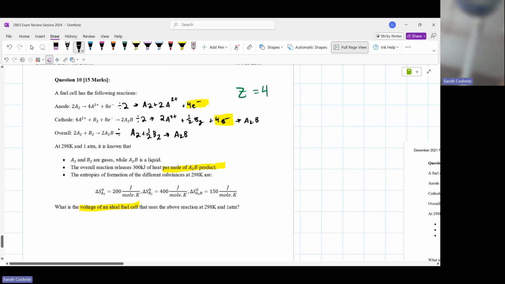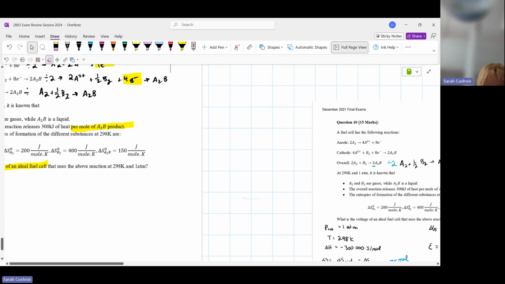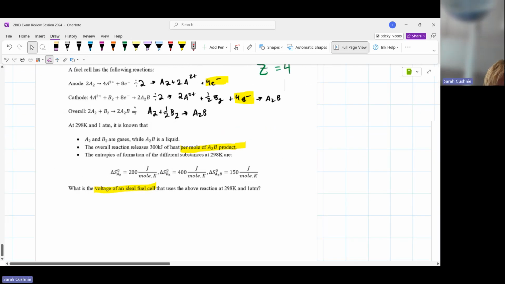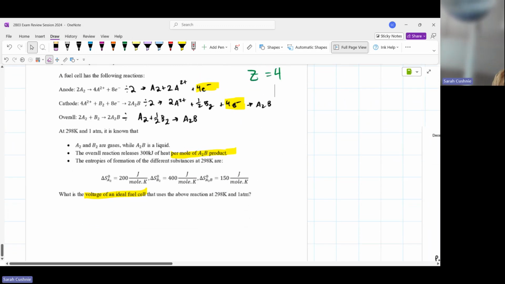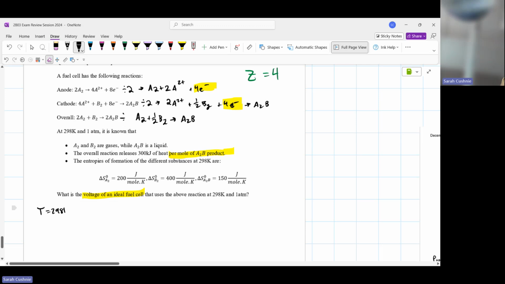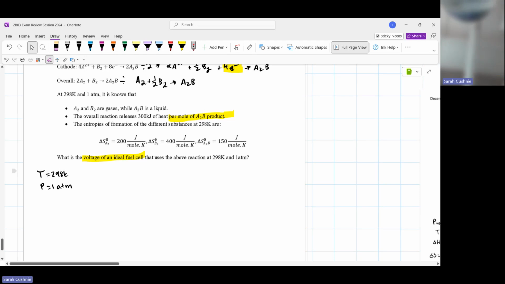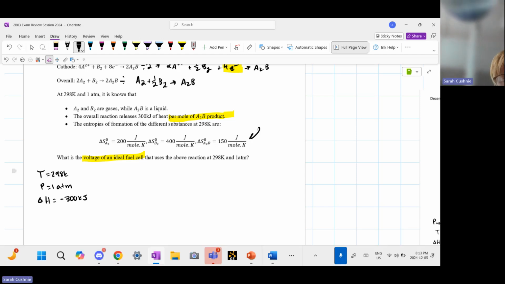So what we're going to do here is think about the different ways that we can solve this. We know that we are at a constant temperature of 298 Kelvin and a constant pressure of 1 atmosphere. We know that we've released 300 kilojoules of heat, so delta H is equal to negative 300 kilojoules, negative because it's releasing this heat. And now we want to figure out what delta S is. So we're given all of these values.